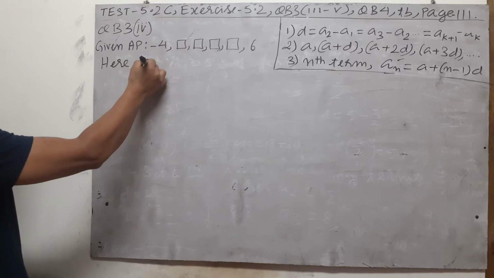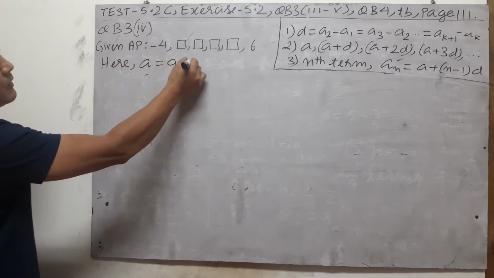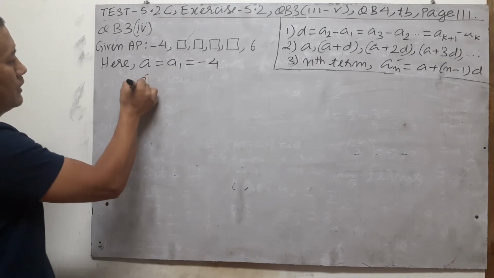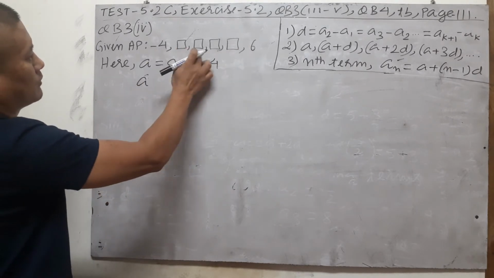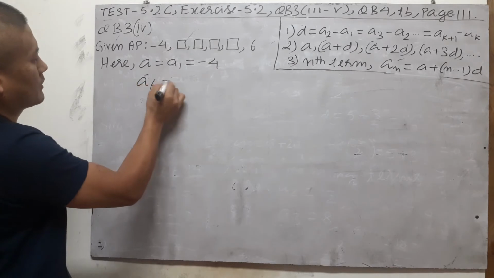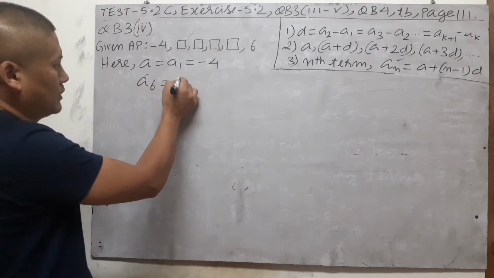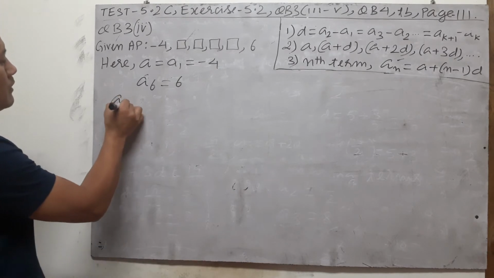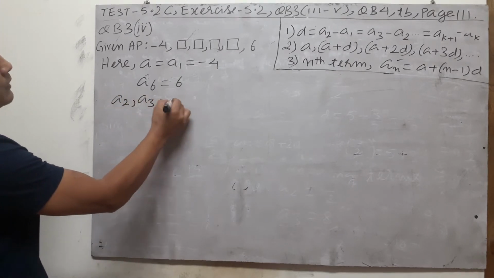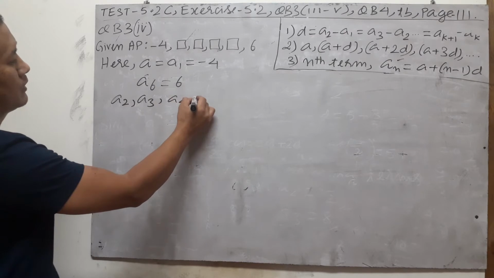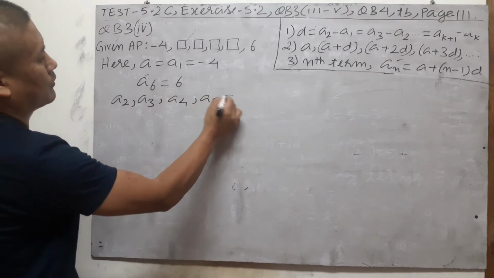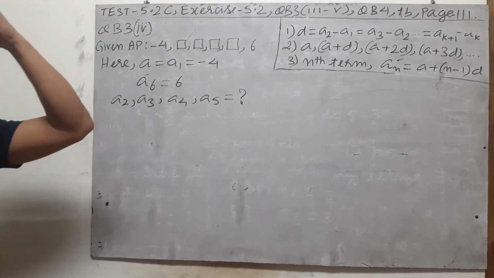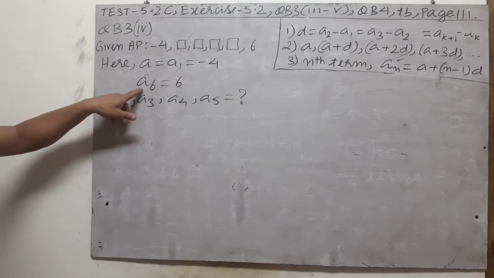Here, A or A1, same thing, is minus 4. And then A1, 2, 3, 4, 5, 6. So this is A6, which means the sixth term is 6. And the missing terms are A2, A3, A4, A5. Four of them are missing. 2, 3, 4, 5 are the missing terms we have to find out. So let's take advantage of this given here.